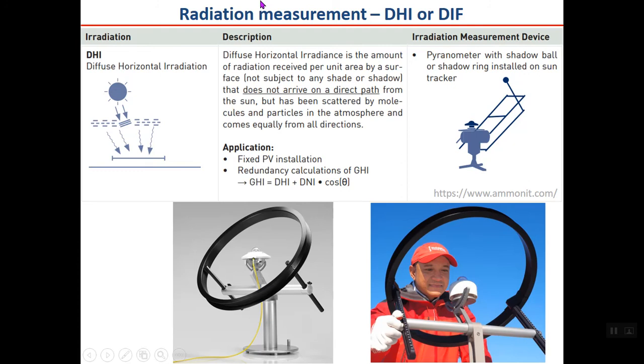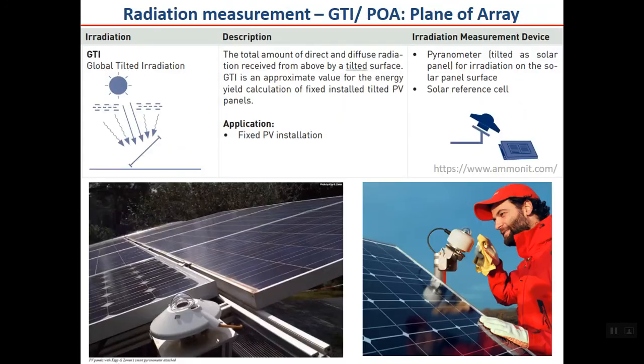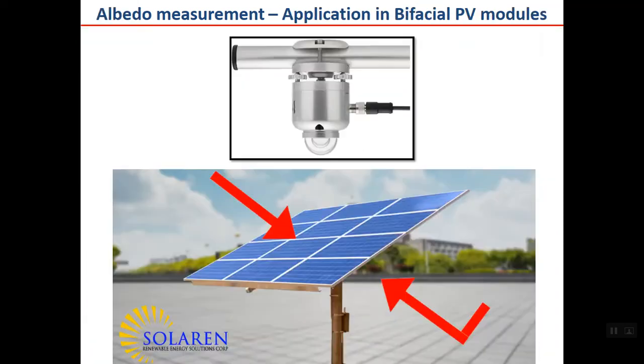I forgot to say something here, I think. The GTI, or global tilted irradiation, sometimes you may see POA. POA is plane of array. Array means array of modules, and if the sensor is installed at the same angle as the arrays, then we can say POA, or plane of array.